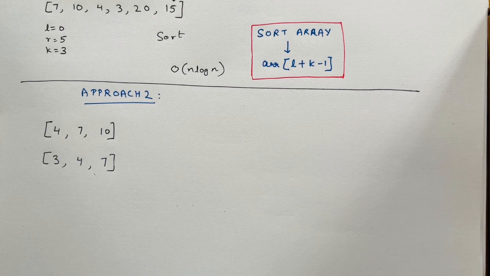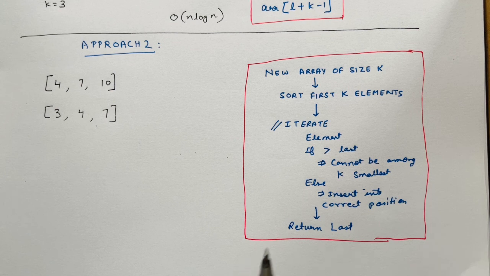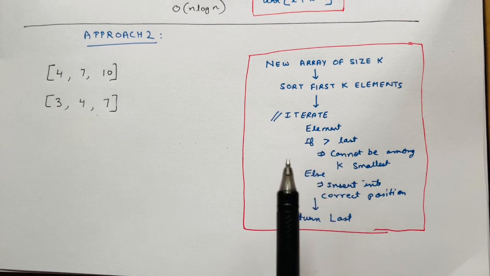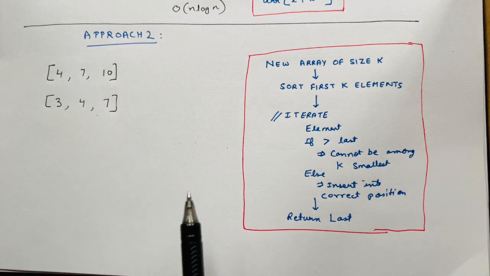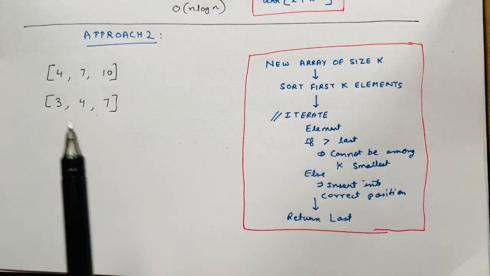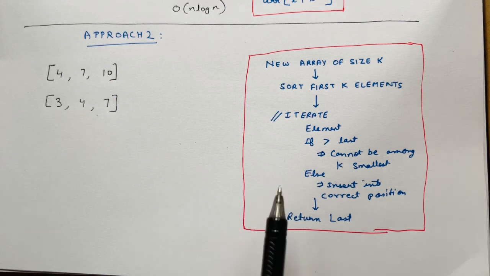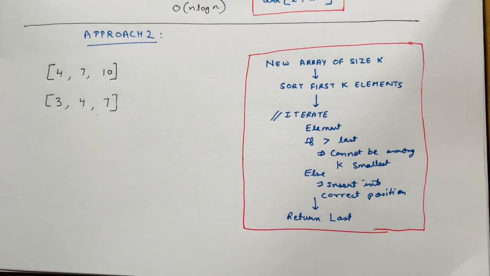So now what does our approach look like? We first create a new array of size k. We sort the first k elements and put them in the new array. We then iterate for the remaining elements of the array. In every iteration we have one element. We compare it with the last element, the biggest element of our new array. If this current element is greater than this, that means it can never be a part of the k smallest elements. Otherwise, we insert it into the correct position, like 3 here. And once this is all done, we return the last element here.